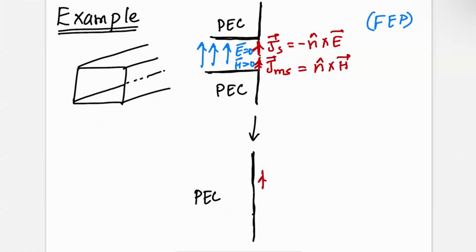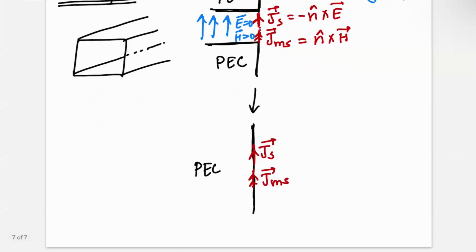So I have, let me say, I have some current JS, I have some current JMS. And now I can use image theory, right, to get rid of that PEC and then place images. So I have JS and JMS, or the image of JS is in the opposite direction, right? Whereas JMS has an image in the same direction. So essentially, JS gets cancelled out and you're left with just JMS.